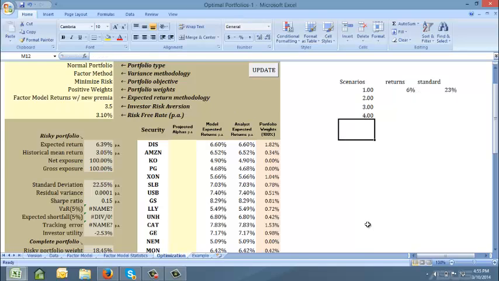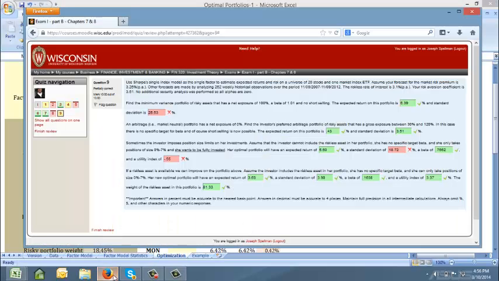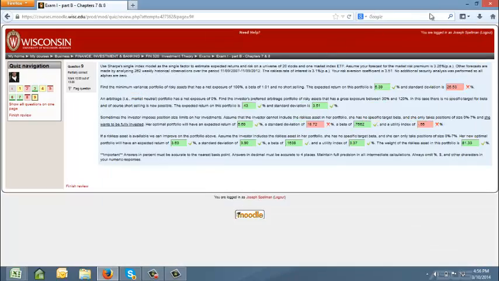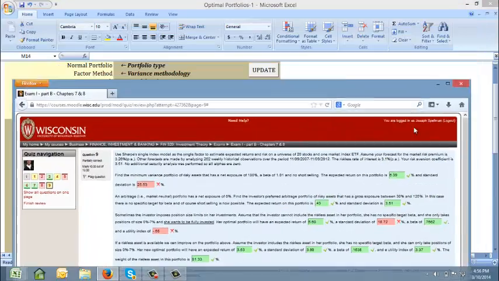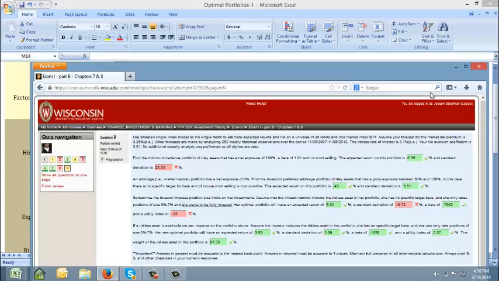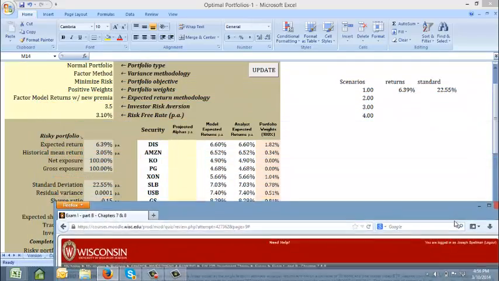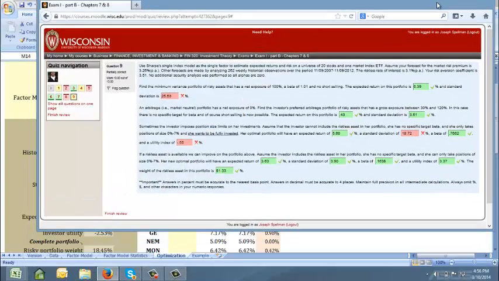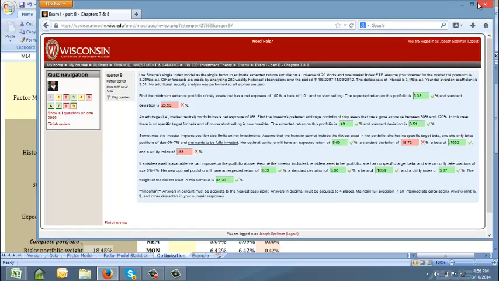Alright, so those are the answers to number 1. Expected return 6.39. Expected standard deviation 22.55. Alright, we'll go to the second one.